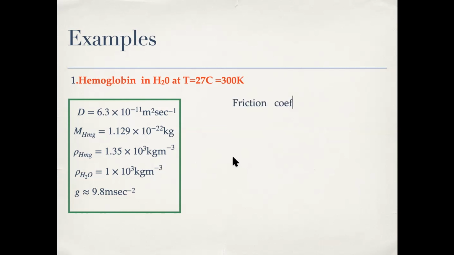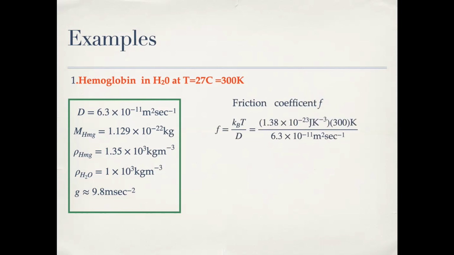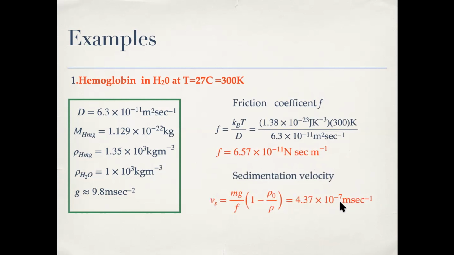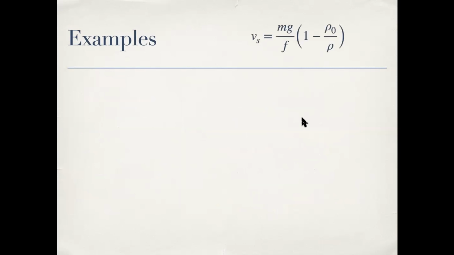So let's now do the calculation. The friction coefficient F is kT over the diffusion coefficient. So I use this number and I can calculate the friction coefficient. And it turns out to be 10 to the minus 11, actually almost 10 to the minus 10 newtons times second divided by meter. And the sedimentation velocity is then 10 to the minus 7 meters per second. And that was how fast the hemoglobin is sedimenting in water.